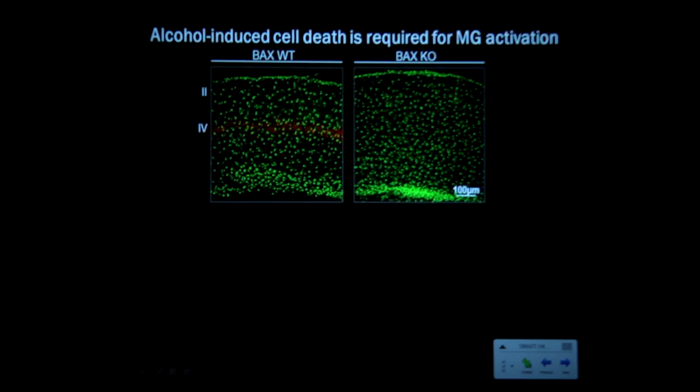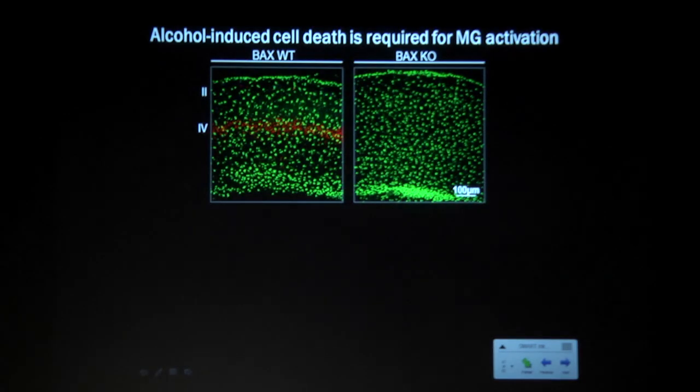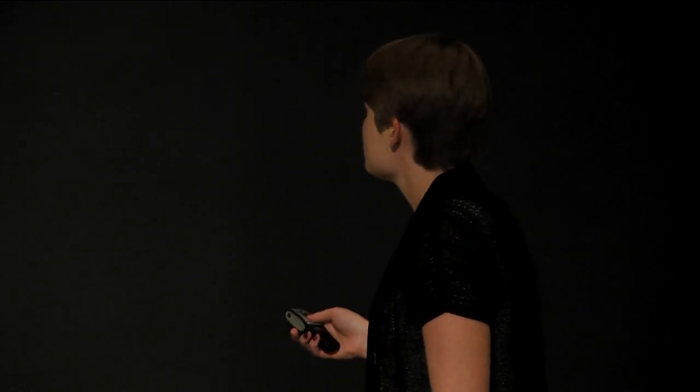So as we go through the next set of data, our BAX wild type animal, the one that has an intact apoptotic pathway, our normal animal, will always be on the left, and our BAX knockout animal will always be on the right. So what I would like to do now is to just zoom into layer 4 of the cortex and look at microglia morphology.